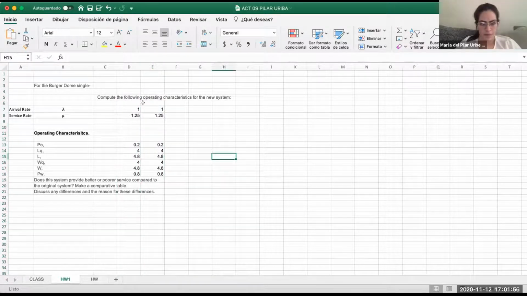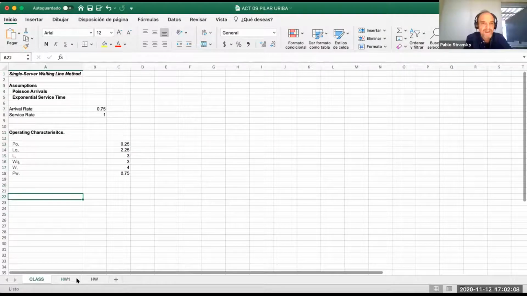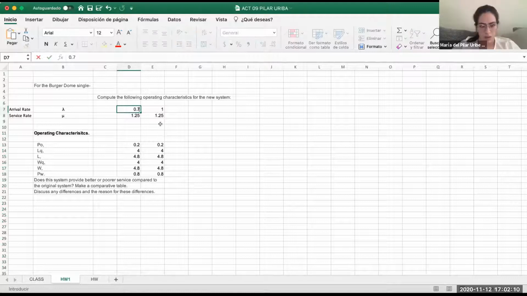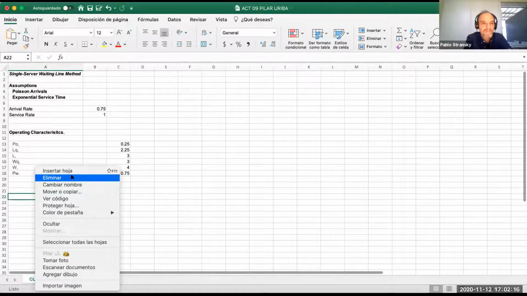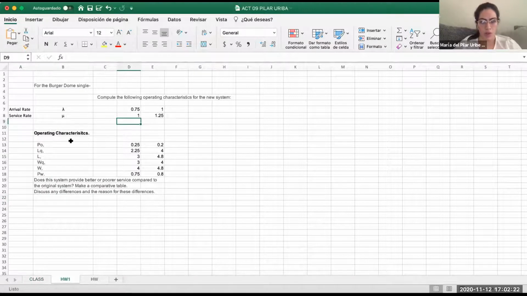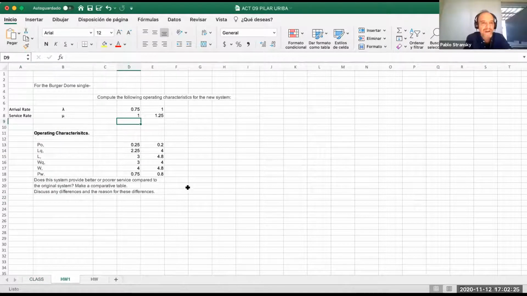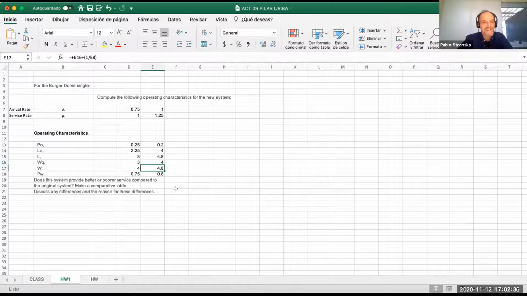Okay, so column D would be the original case and column E will be the homework. So now change lambda and mu for column D. That one would be 0.75 and 1. Okay, so we have to compare these two. Exactly. What happened? Is it better or not better?